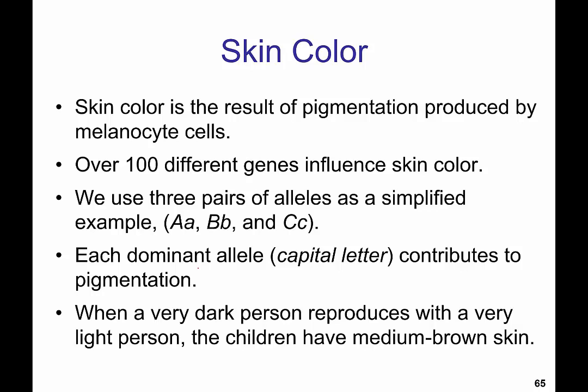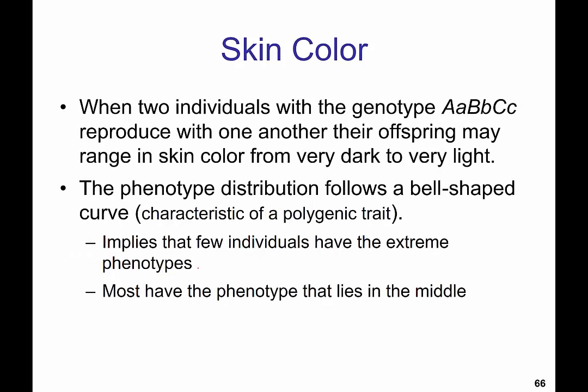When a very dark person reproduces with a very light person, the children will have medium brown skin. When 2 individuals with the genotype big A, big B, big C, little c reproduce with one another, their offspring may range in skin color from very dark to very light. Here, if you were carrying that out, the phenotype distribution follows a bell-shaped curve, which is characteristic of a polygenic trait. And so this implies that few individuals have the extreme phenotypes. That would be being very, very dark or very, very light. Instead, most have the phenotype that lies somewhere in the middle.